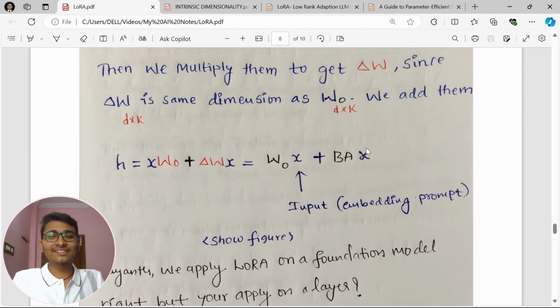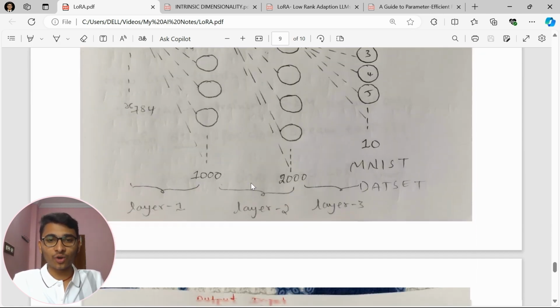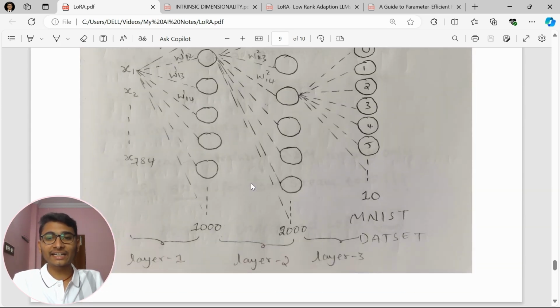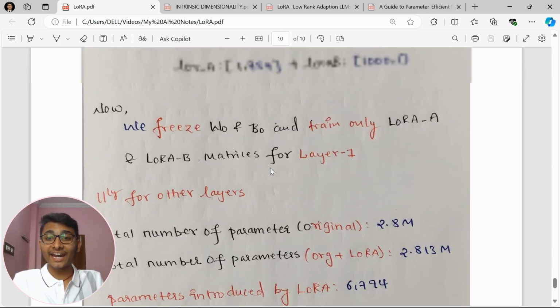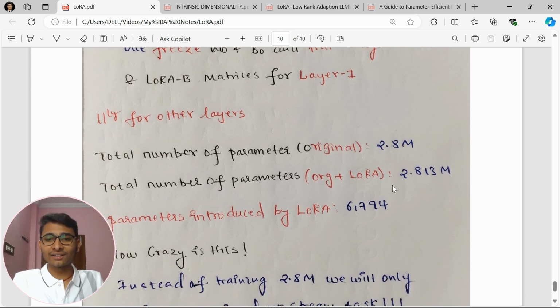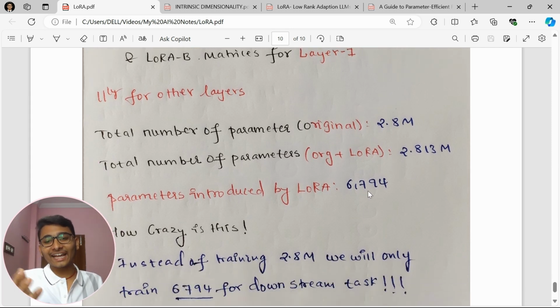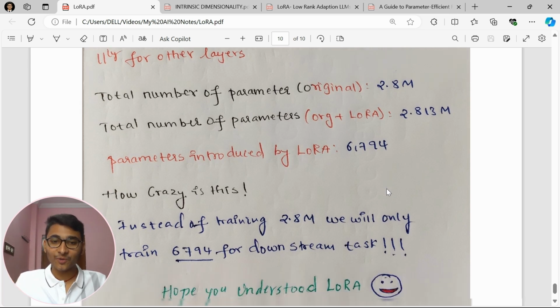Let's calculate the parameters. I hope you know how to calculate the parameters. I am not counting here. The total number of parameters for the architecture I have mentioned above is 2.8 million, the parameters with LoRA are 2.83 million, and the only LoRA parameters are 6794, guys. How crazy is this, guys? We have to train 2.8 million for full fine-tuning to be an expert in a particular field, but now we are only training 6794 for the downstream task. I hope you understood the significance of LoRA.